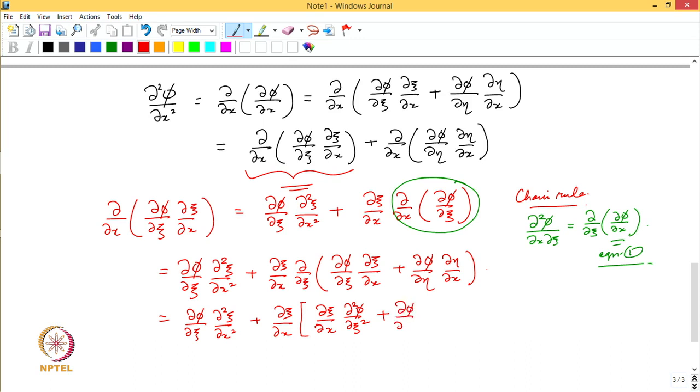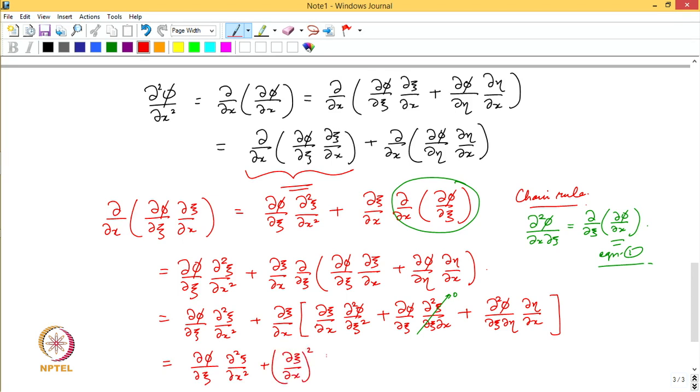So, we can have ∂φ/∂ξ into ∂²ξ/∂x², which is actually, if you notice carefully, this should be 0, because ∂ξ will be 1. So this is going to be the derivative of a constant by ∂x, which is 0. Plus, we will have ∂²φ/∂η∂x, and finally, we will have another term which would go by ∂/∂ξ of ∂η/∂x, but η and ξ being independent variables, that term will also give you a 0. So, finally, what we have is, if we just now open up the brackets, we will have the following derivatives.